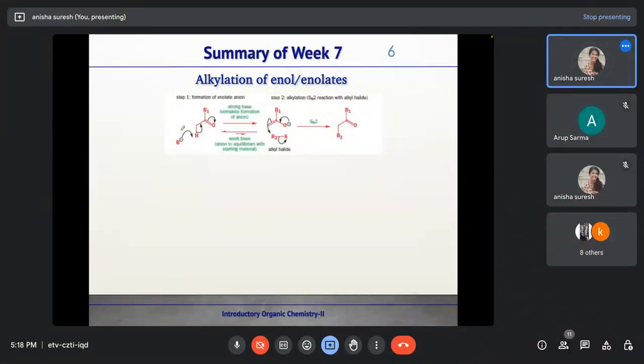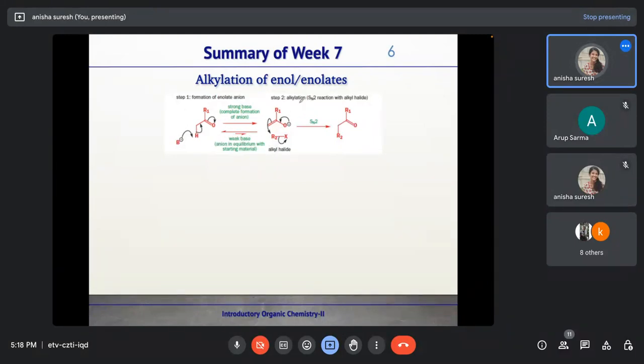Now coming to alkylation reaction of enols or enolates. The first step for alkylation reaction will be the formation of enolate anion. If the base is strong, complete formation of the anion will take place. The strong base can abstract this proton and give rise to the enolate completely. And if it is a weak base, there will be an equilibrium between the starting material and the enolate. The equilibrium will favor the starting material, and only a small amount of enolate will be formed.